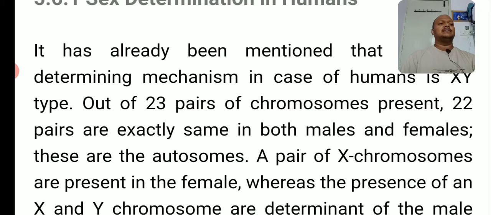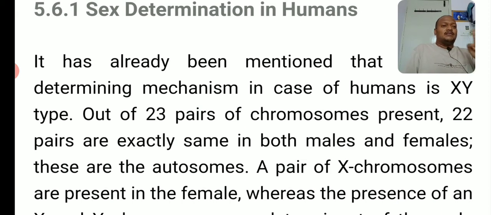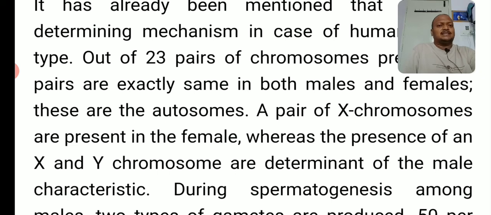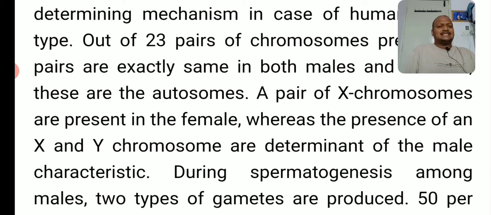Out of 23 pairs of chromosomes present, 22 pairs are exactly the same in both males and females. You should remember: 23 pairs, 46 chromosomes, and 22 pairs are the same in males and females. Only one pair of allosomes, the sex chromosomes, is different. A pair of X chromosomes is present in females, whereas an X and a Y chromosome determine the male characteristic. Female XX and male XY.